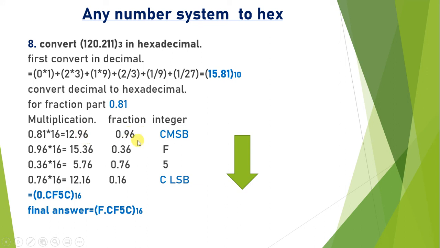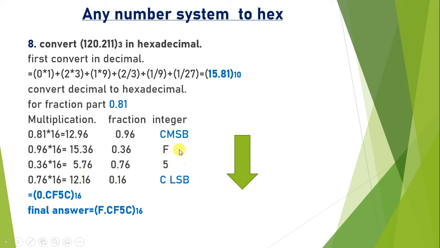What is C equal to? C is equal to 12. So C is also known as the MSB. Again 0.96 multiplied by 16 will give 0.36 as a fraction, and F as an integer, where F is equivalent to 15. Now 0.36 multiplied by 16 will give 0.76 as a fraction, and 5 as an integer, and at last 0.76 multiplied by 16 will give 0.16 as a fraction, and C as an integer, where C is 12 and is also known as the LSB.